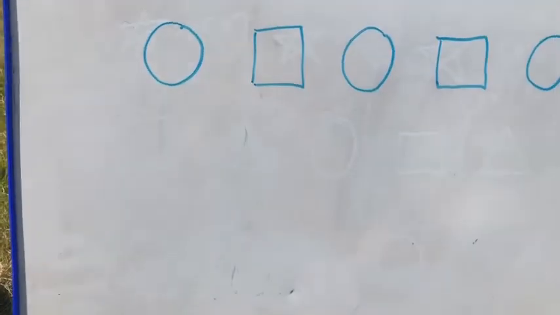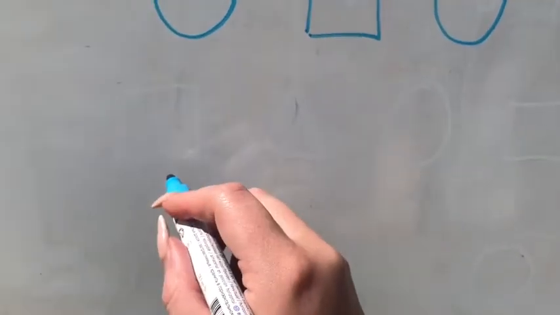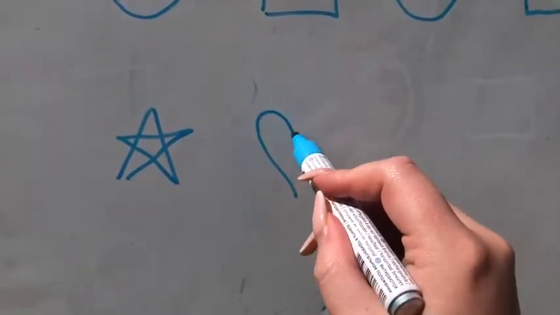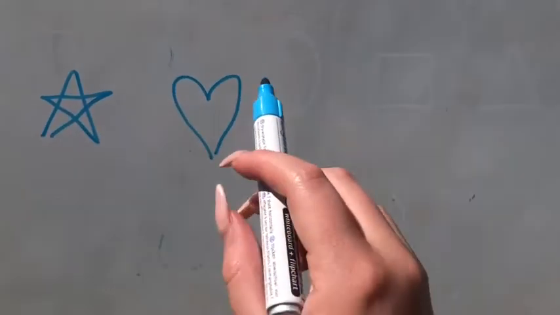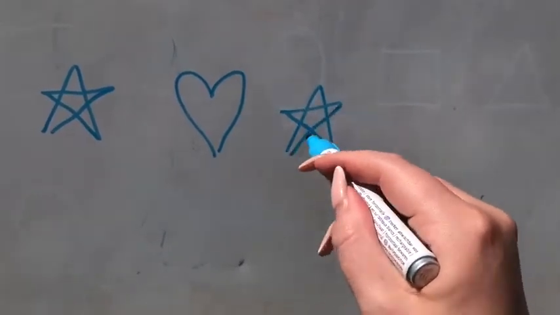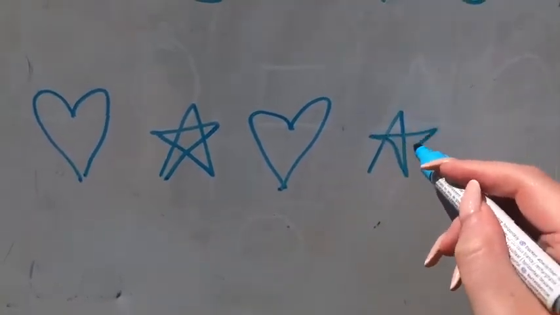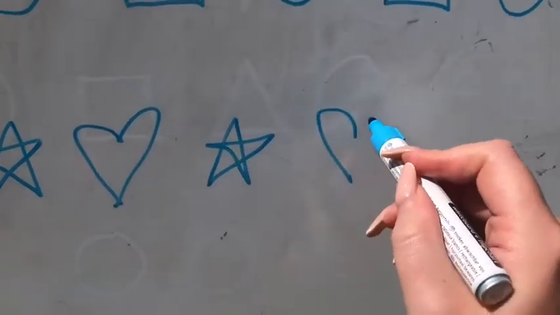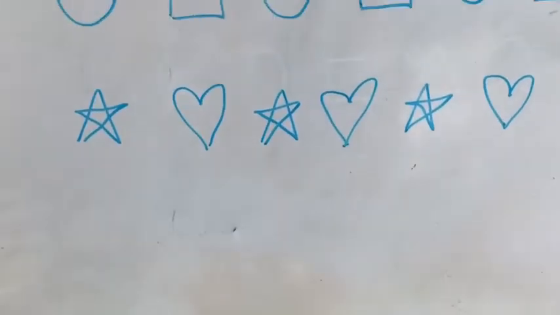Okay, but I'm going to show you another one now. So, say we have a star and a heart. What's going to come next, guys? Remember, A, B, A, B. Good job. We're going to go back to the star because we need to make sure that we repeat this. A, B, A, B. Good job. Then I'm going to do another star and another heart. Excellent.